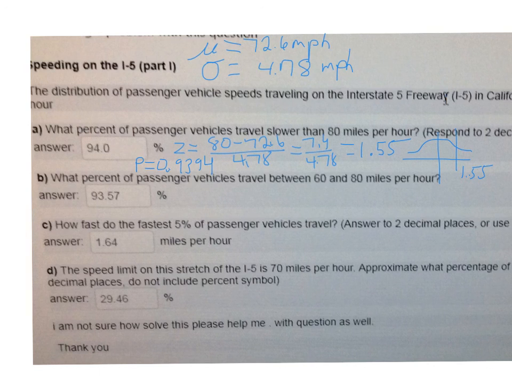And I think that the problem with your answer is that you got it, but you rounded it off too much. It asked you to respond to 2 decimal places, and so I think it wants you to put the 93.94 in there. So I think that's the problem with part A.